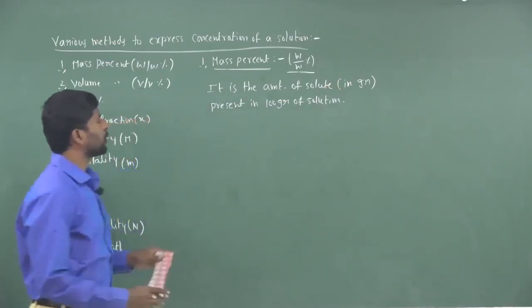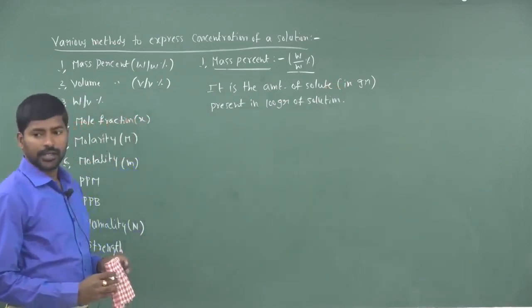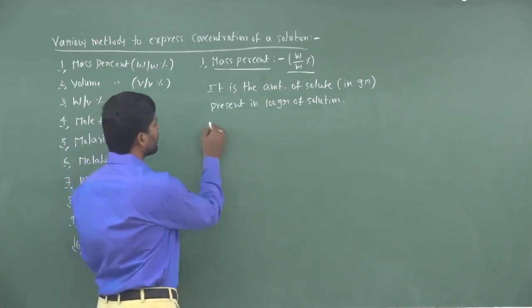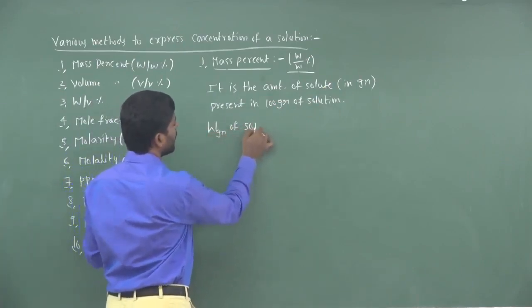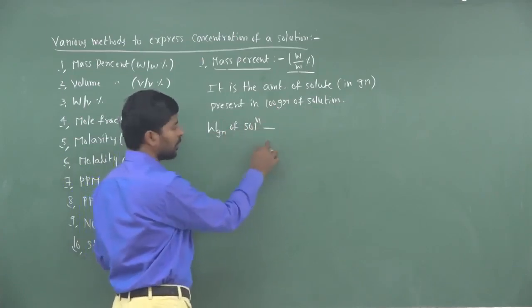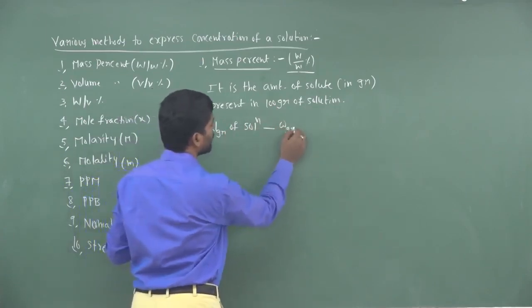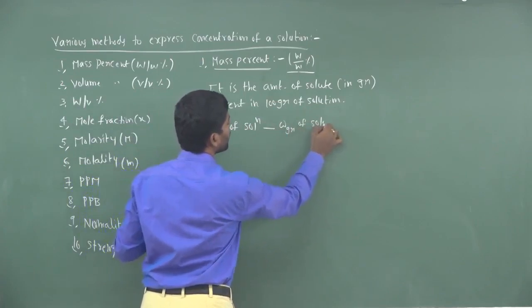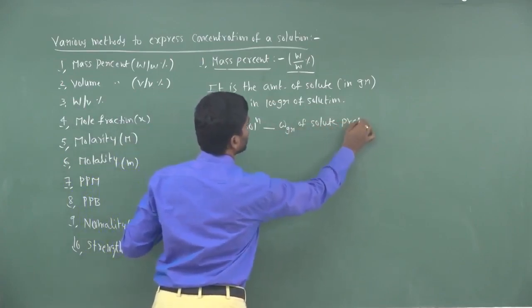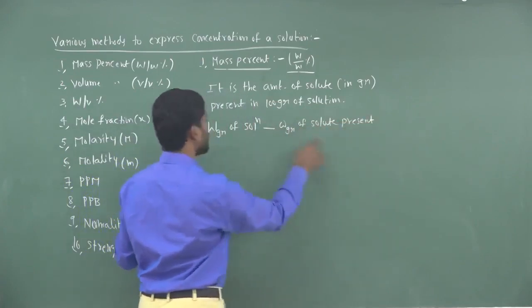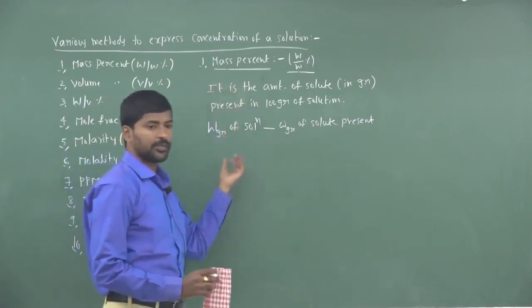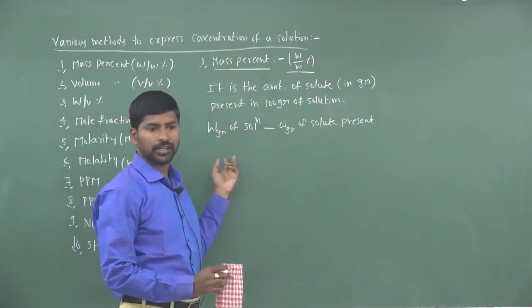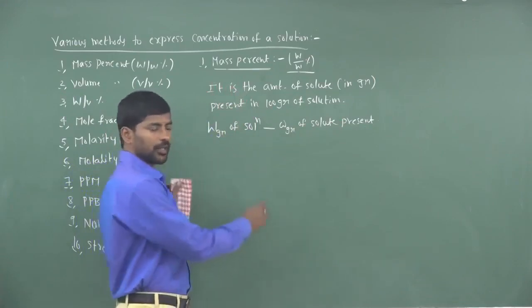It is the amount of solute in grams present in 100 grams of solution. Let us consider, for example, capital W grams of solution. In capital W grams of solution, let us consider small w grams of solute present. Now weight by weight percentage means for how many grams of solution we have to calculate it? 100 grams of solution we have to calculate.